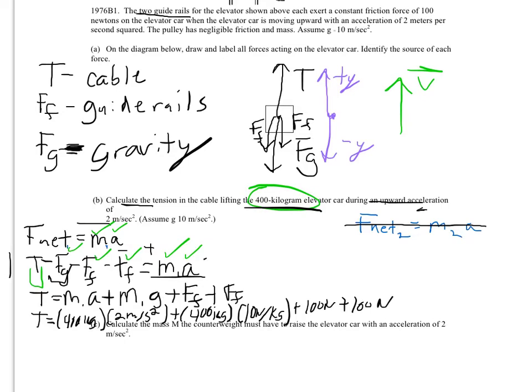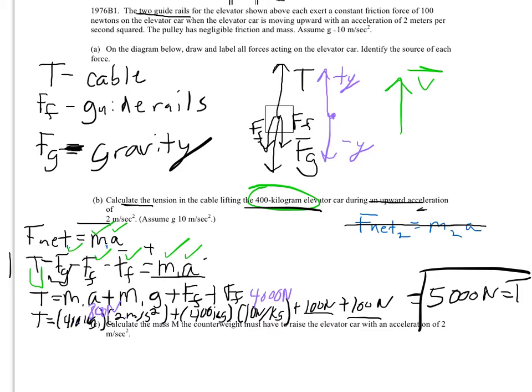All right. 400 times 2 will be 800 newtons. 400 times 10 will be 4,000 newtons. So we now have 800 plus 4,000, that's 4,800, plus another 100, that's 4,900, plus another 100, that's 5,000. So tension is 5,000 newtons. All right, found that, check.